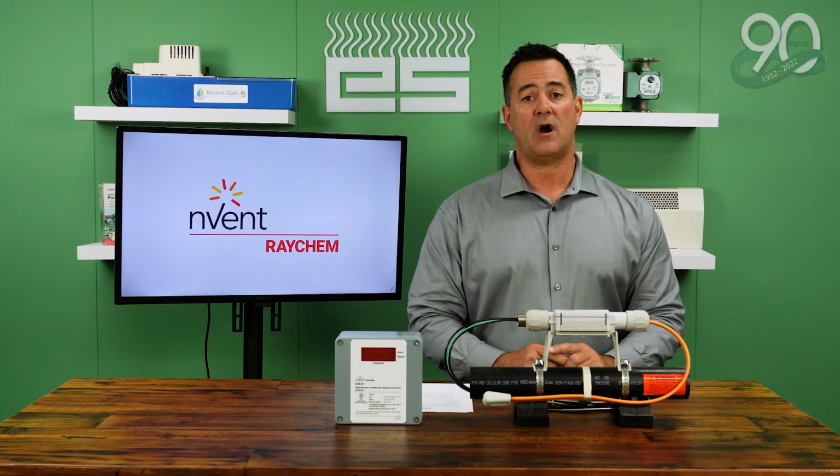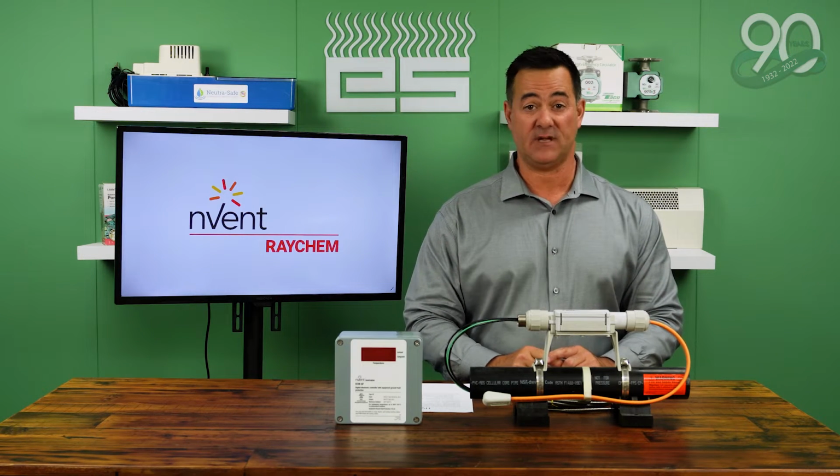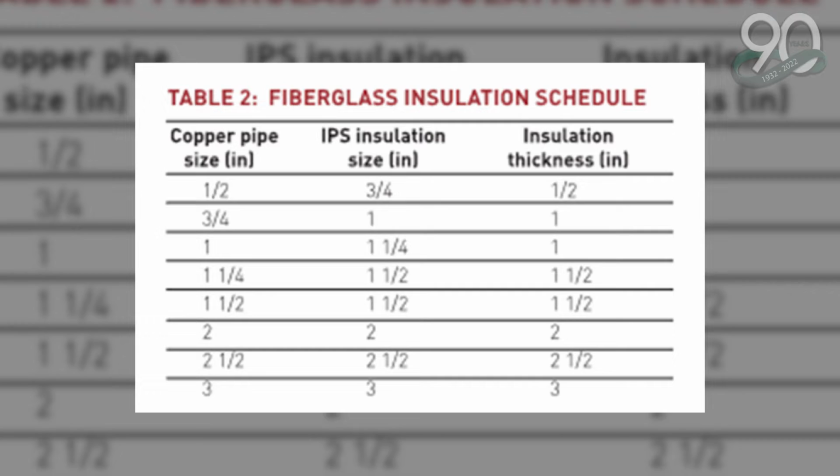The most important part of HWAT is the insulation thickness. Insulation thickness must match the pipe diameter, as you can see in this chart here.